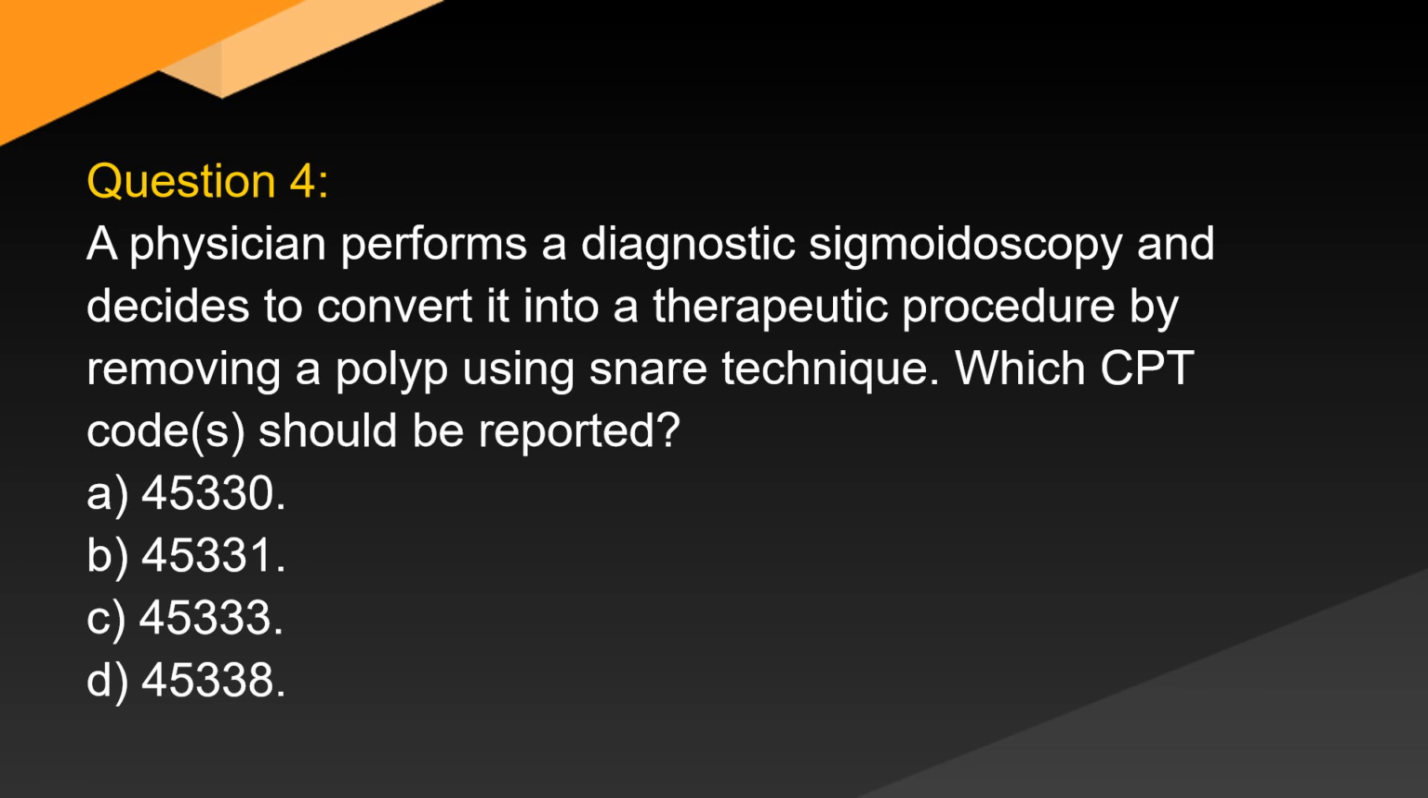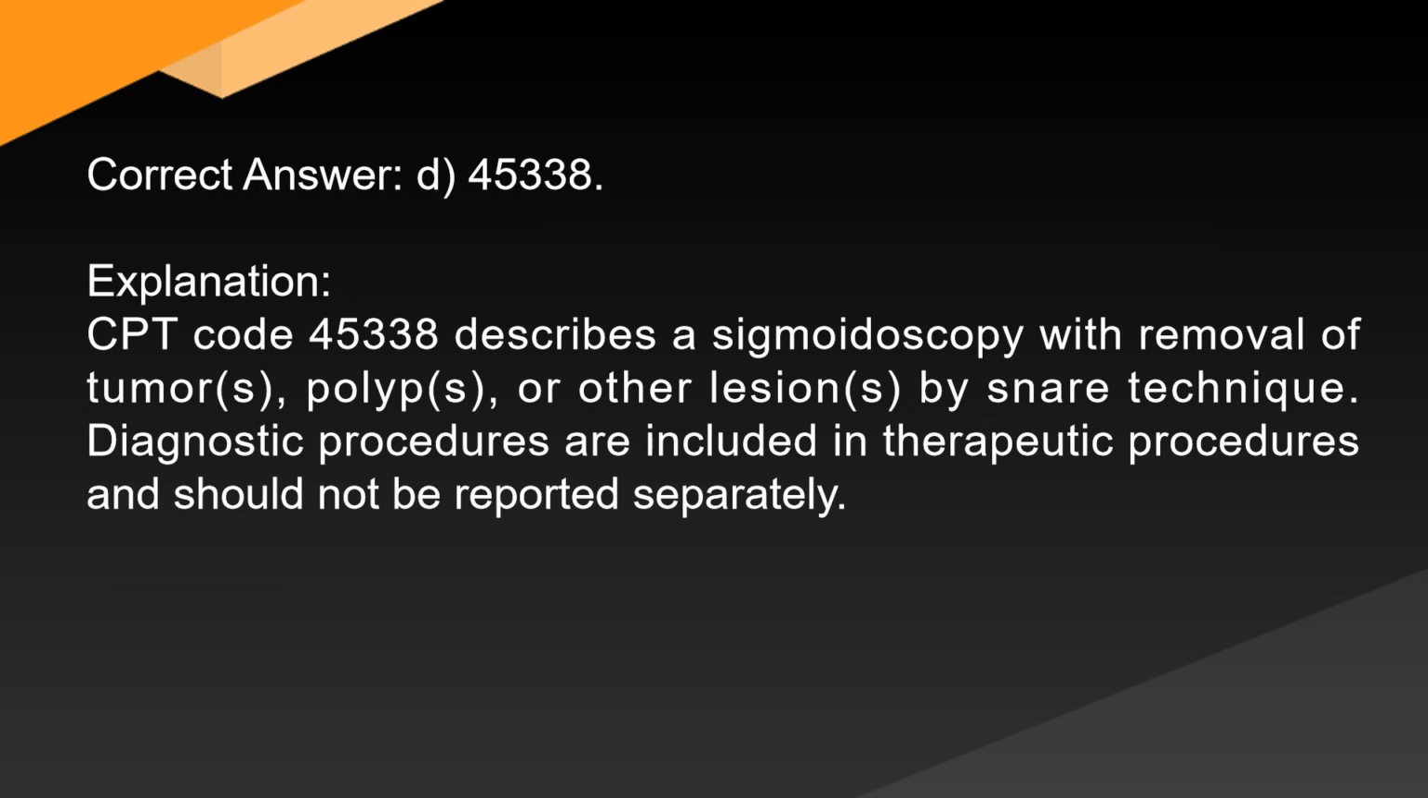Question 4. A physician performs a diagnostic sigmoidoscopy and decides to convert it into a therapeutic procedure by removing a polyp using snare technique. Which CPT code(s) should be reported? A. 45330. B. 45331. C. 45333. D. 45338. Correct answer, D.